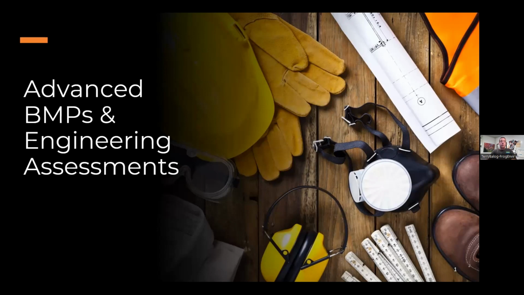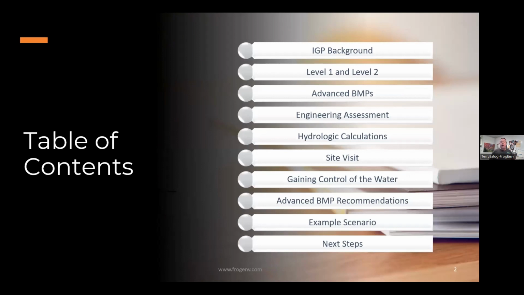We are going to talk to you about Advanced BMPs and the engineering assessment. So let's do it. We'll talk about the Industrial General Permit in the background, about level 1 and level 2, Advanced BMPs, what an engineering assessment is, the hydrologic calculations associated with it, the site visit, gaining control of the groundwater, and then what the advanced BMP recommendation will be. We'll discuss an example scenario, and then once you get to the end of this process, what the next steps are.